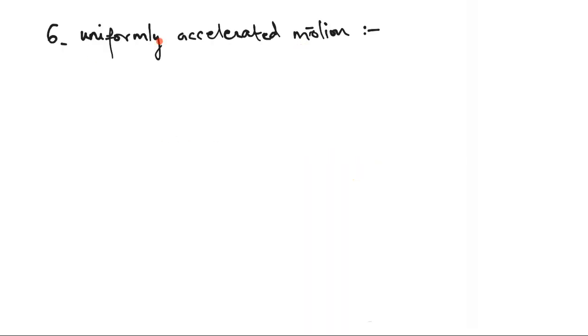Uniformly accelerated motion means the acceleration remains uniform. There are 4 equations of motion, and as you saw in your syllabus, you not only have to use them, but you also have to derive them. So number 1 is basically v equals u plus at. Always remember that.